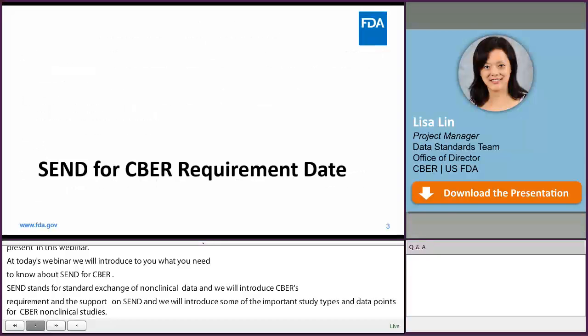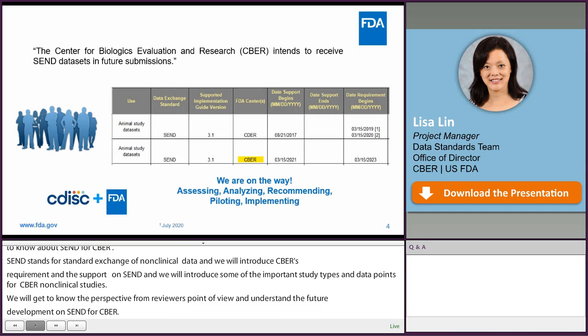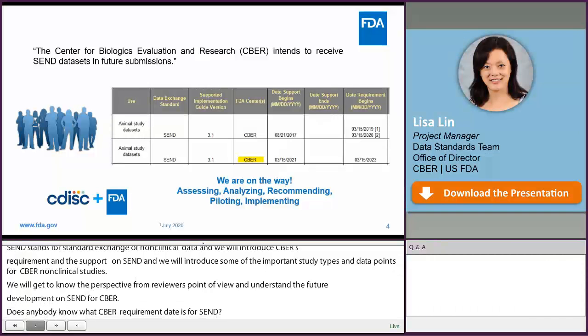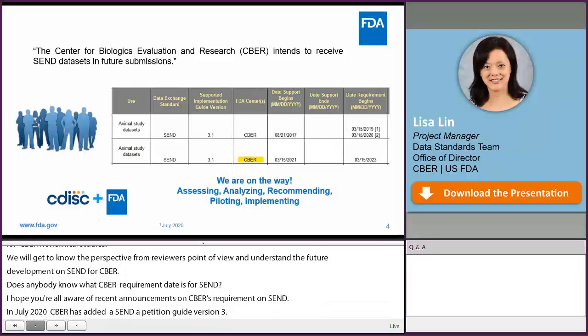Does anybody know what CBER's requirement date for SEND is? I hope you are all aware of recent announcements on CBER's requirement on SEND. In July 2020, CBER added the CDISC SEND Implementation Guide version 3.1 to the FDA Data Standards Catalog for nonclinical data standards, with the requirement date of March 15, 2023.